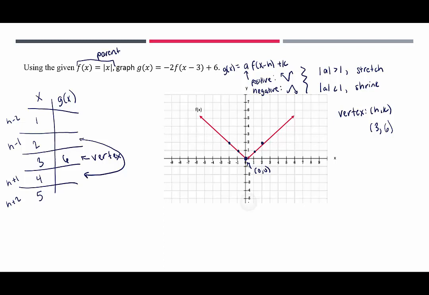Okay, so now I'm going to plug in 1. I'm going to say g of 1, and f is negative 2 times the absolute value of x minus 3 plus 6. I'm plugging in 1: 1 minus 3 plus 6. Inside the absolute value, 1 minus 3 is negative 2. Then we take the absolute value of negative 2, which is 2. It's being multiplied by negative 2, negative 2 times 2 is negative 4, and negative 4 plus 6, there's a lot of 2's in this one, is 2. So when we plugged in 1, we ended up getting an output of 2.